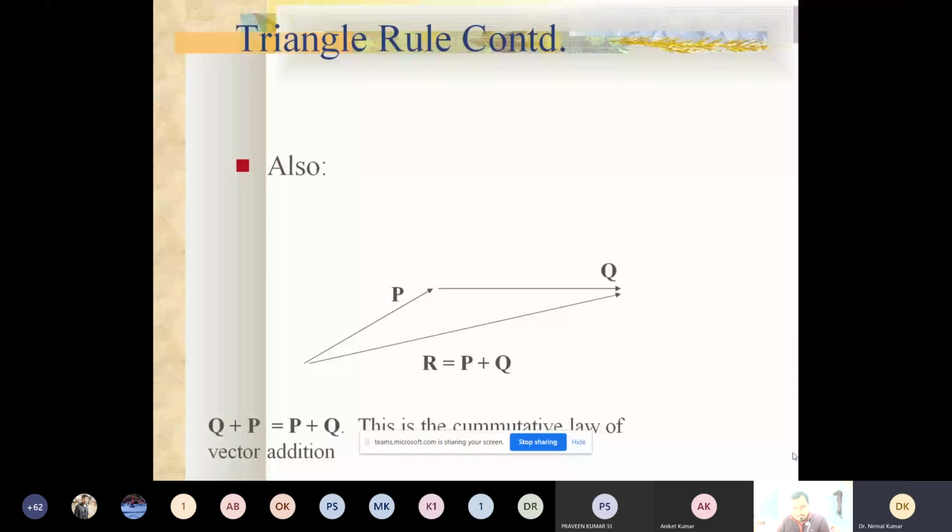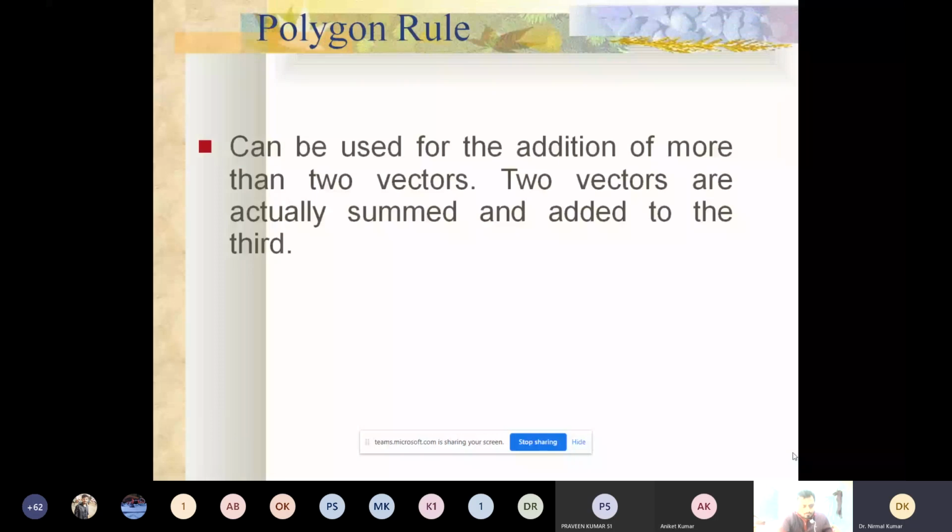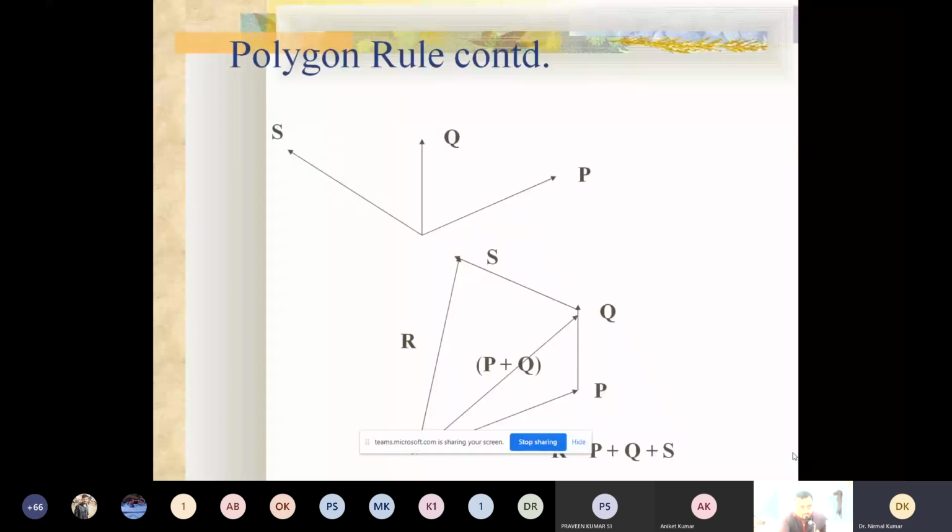Polygon rule. Now another rule is known as the polygon rule, where two vectors are summed and added to the third one. Here, see the polygon rule. There are three vectors now. Till now we were doing two vectors. Now there are three vectors, P vector, Q vector, S vector, at some different orientations. Graphically, first we drew the head and tail of the P vector. Then from the head of P we drew Q parallel to Q at the same angle, and finally we drew S. So by the triangle rule, vector P plus vector Q plus vector S is equivalent to vector R.